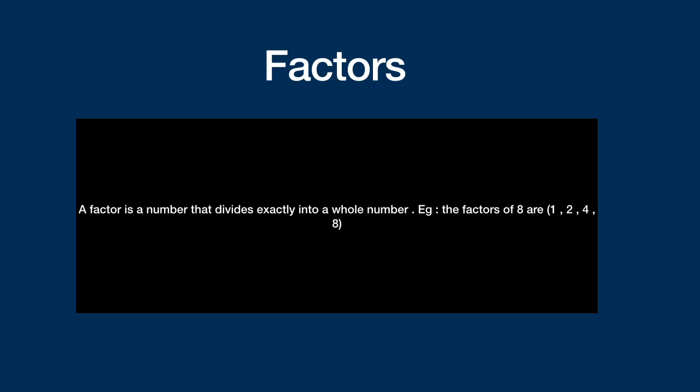So 1 goes into 8 eight times, so we know that that's a factor. 2 goes into 8 4 times. 4 goes into 8 2 times, and 8 goes into 8 once. Now if I look at any of the other numbers, 3 cannot be a factor of 8 because 3 cannot fit into 8 perfectly without leaving a remainder. So those are your factors. If they ask you what are the factors of a whole number, they're asking you what numbers can fit into that whole number exactly without leaving any remainders.